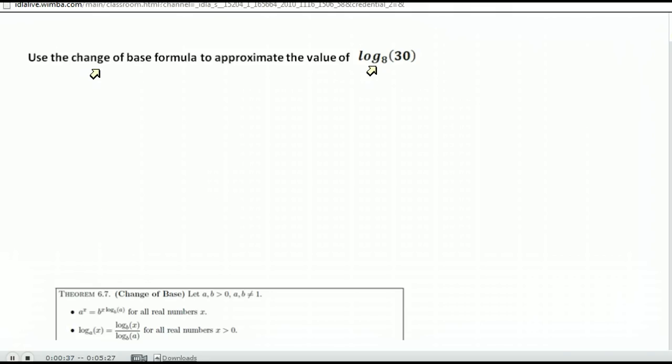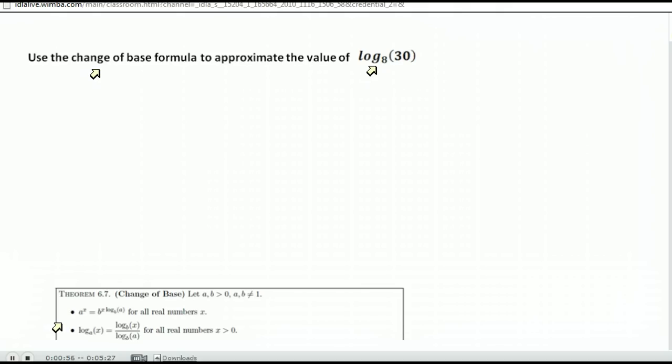Because 30 is not a power of 8. We can't do it without a calculator because we can't figure out 8 to what power equals 30. So instead, we have what's called the change of base formula. And this is out of your book. I made that a little small. It's kind of hard to see.